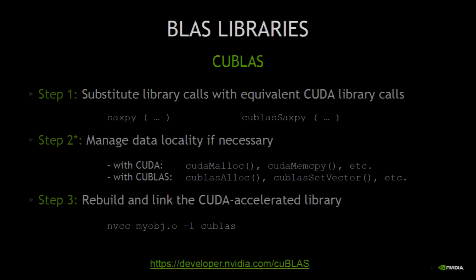Just to give you a few examples, we have cuBLAS, which is a BLAS library. To use cuBLAS, what you typically need to do in your program is replace all the calls that you have, for example, to the BLAS AXPY, with the corresponding cuBLAS API call, like cublasAXPY. Sometimes you also need to manage the data locality, so you may need to allocate data using CUDA calls or cuBLAS calls and move this data to the GPU. Sometimes you don't need that, as libraries can handle it for you. And the third step is obviously to rebuild and link with the CUDA library.